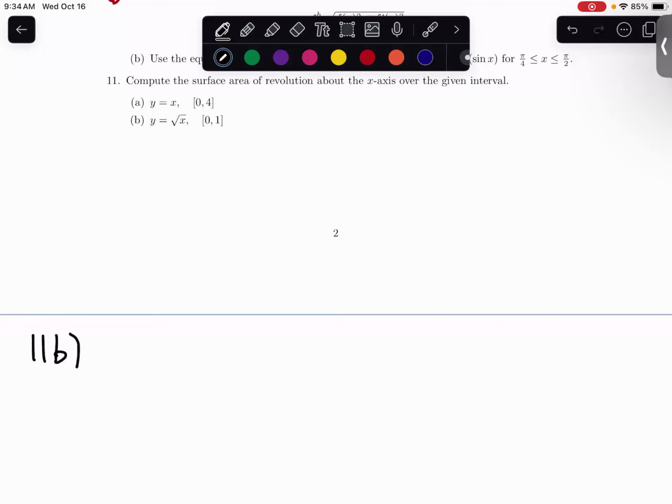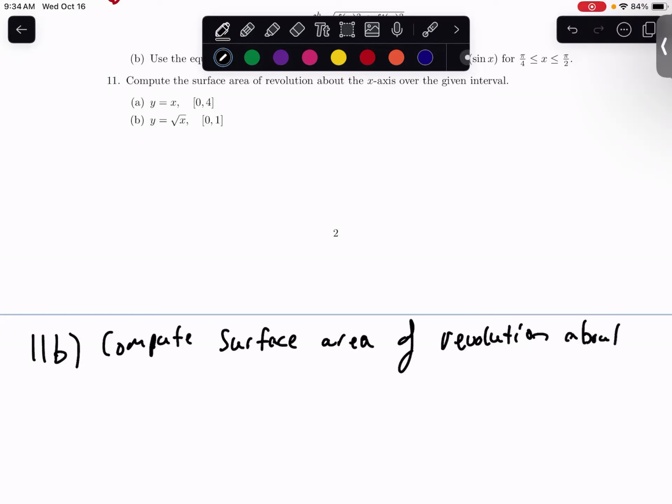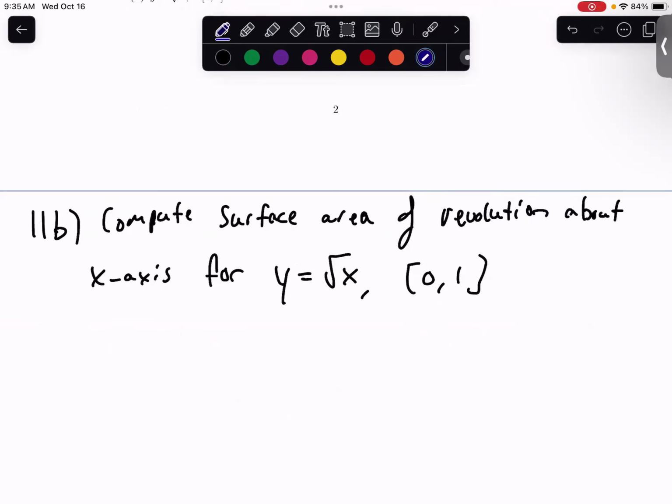So for 11B, it wants us to compute the surface area of revolution about the x-axis of the following: y is equal to the square root of x, over the interval from 0 to 1. In general, this is the equation that you need to know for computing the surface area. It's kind of like the arc length formula, except you have a 2 pi, like a circumference concatenated with it.